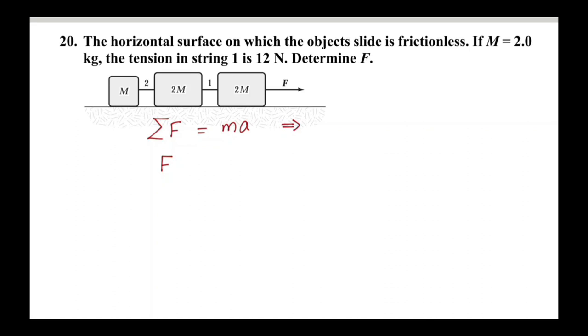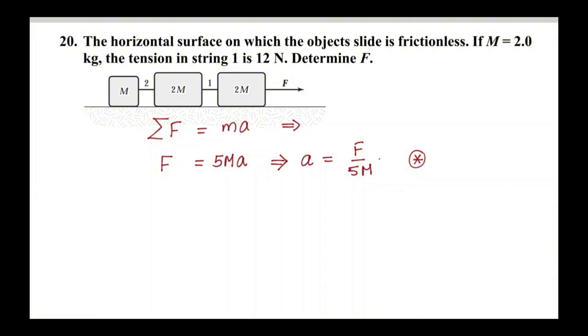This whole thing here is just F equal to the total mass, M plus 2M plus 2M, or 5M, times A. In this case, A equals F over 5M. Let's keep this one here. On 2M here, F minus tension is equal to 2MA.